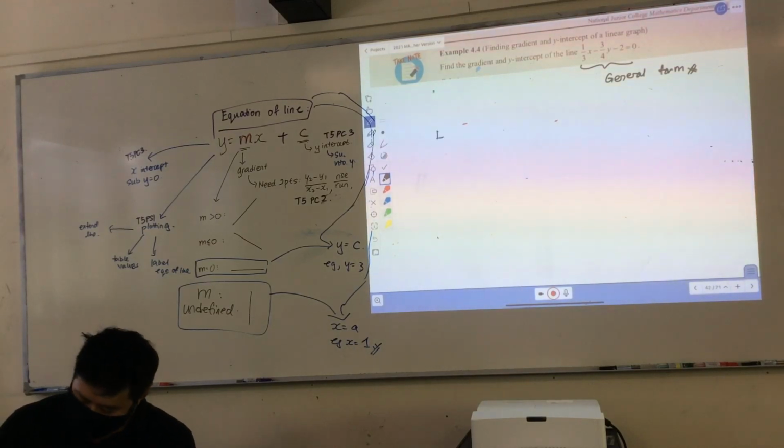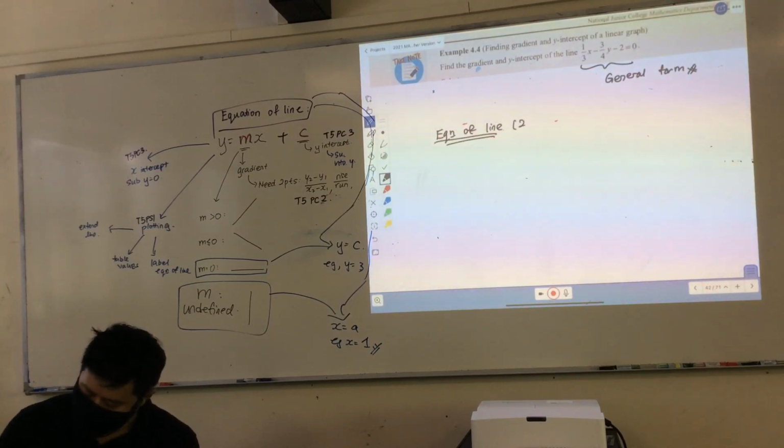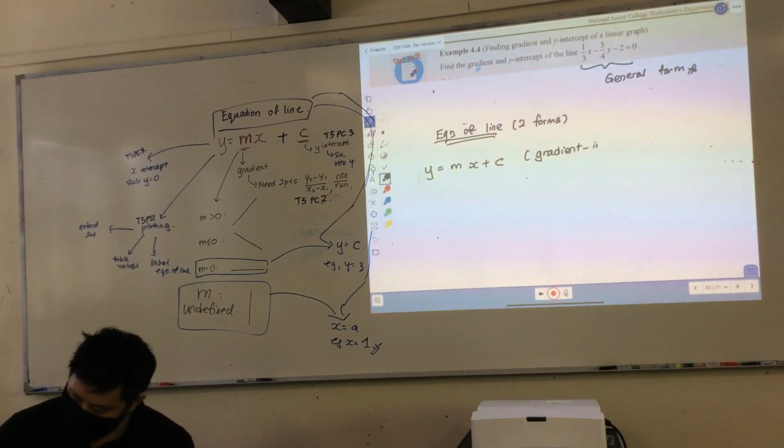Equation of a line. Actually there are two forms, okay? There are two forms. It's not in the notes, I'm just going to share with you. This is y equals mx plus c. This is what we call the gradient intercept form.